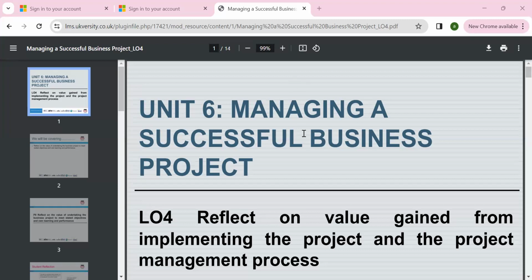Can you see the slides? Yeah, hope you can. Okay.